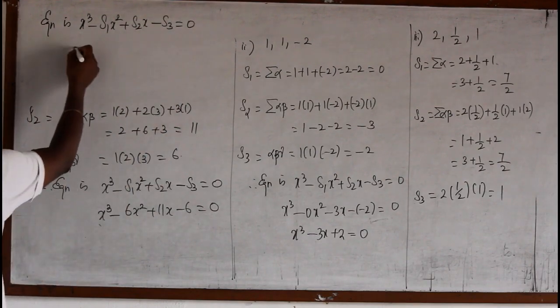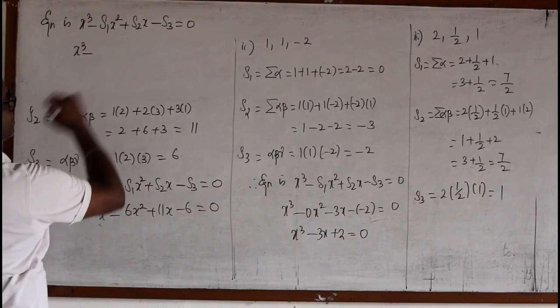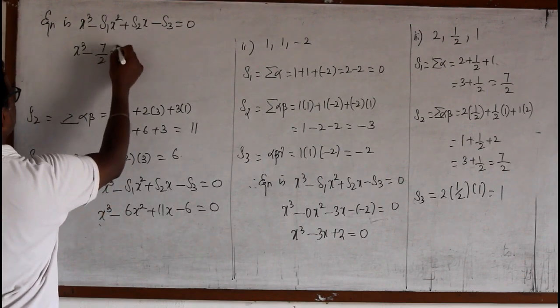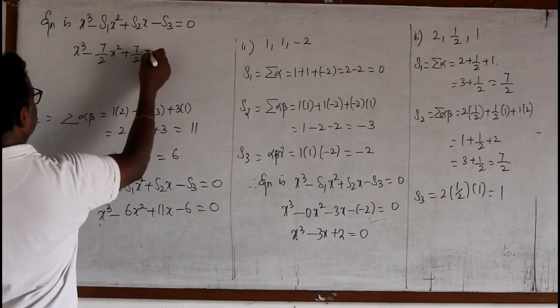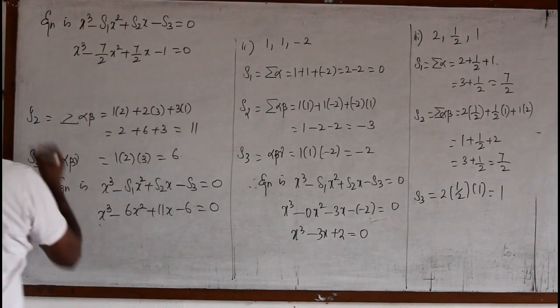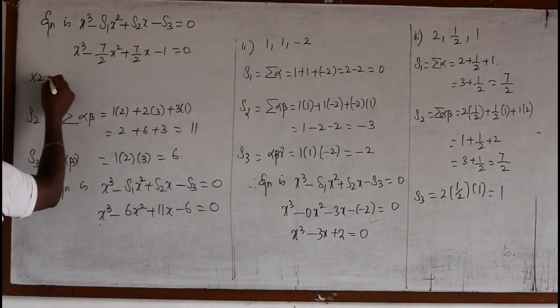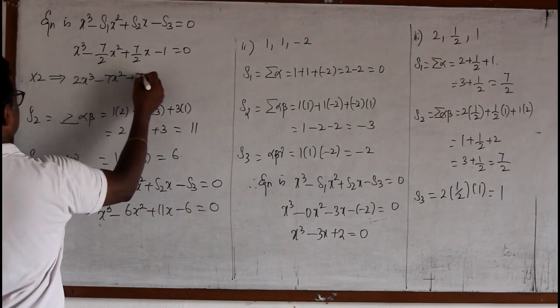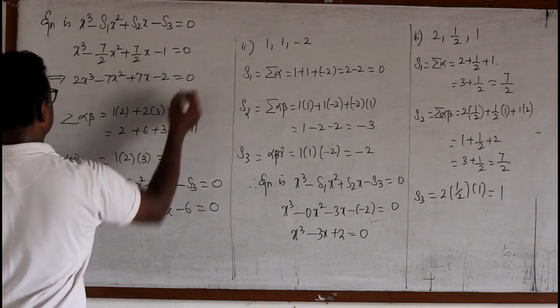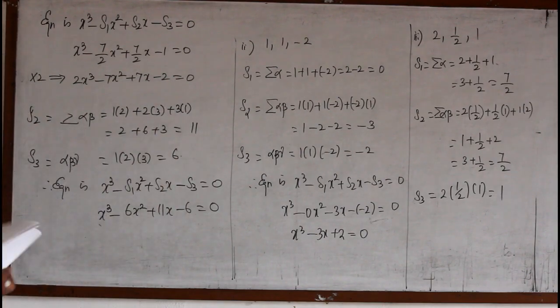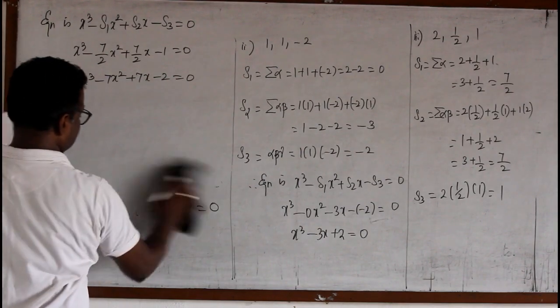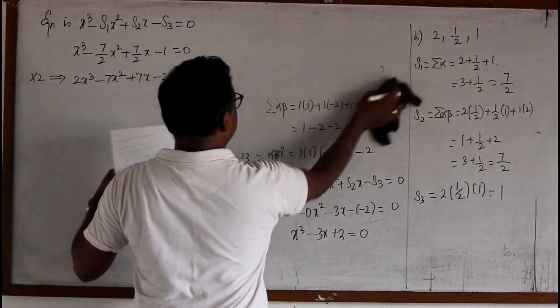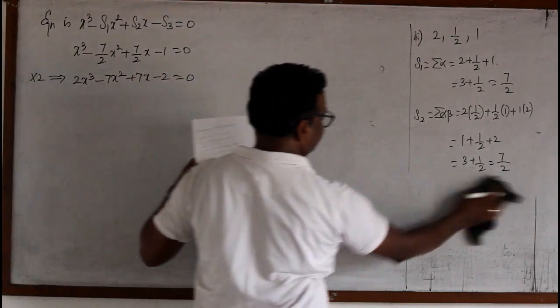x cube is x cube. S1 is 7 by 2 x square, plus 7 by 2 x, minus 1 equal to 0. We can avoid this 2, so multiply by 2. It is 2x cube minus 7x square plus 7x minus 2 equal to 0. This is our equation. So with that, problem number 2 is over.